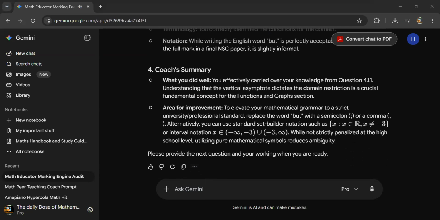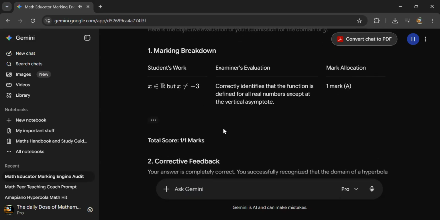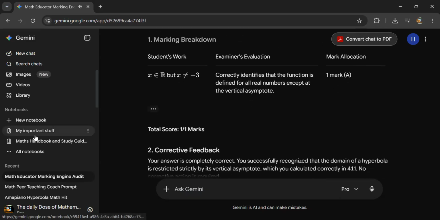Audit complete. Question 4.1.2. Here is the objective evaluation of your submission for the domain of g. 1. Marking breakdown. Student's work, x in R, but x not equal to -3. The examiner's evaluation: correctly identifies that the function is defined for all real numbers except at the vertical asymptote. 1 mark. Total score, 1 out of 1 marks.